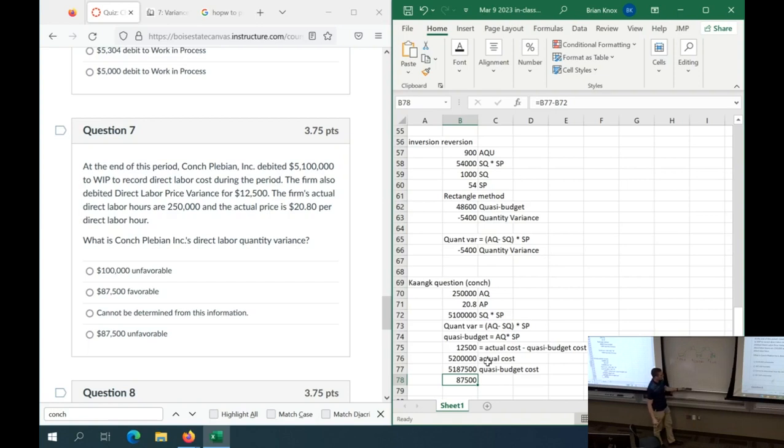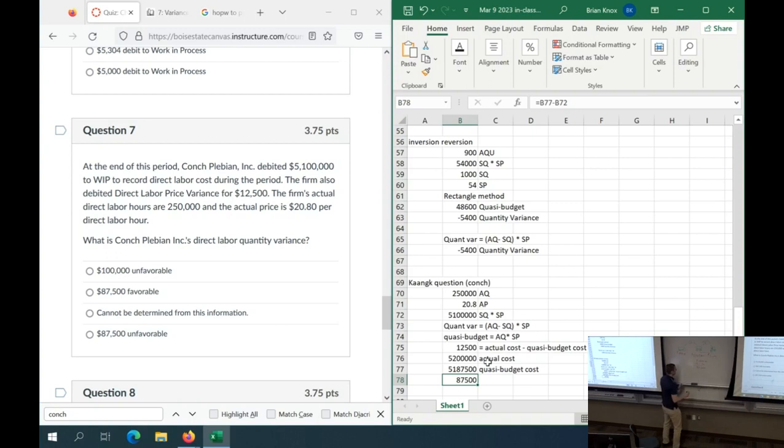There's one more way we can solve this too, which maybe is even faster. But yeah, and then we can take 5.1875 million minus 5.1 million, and we end up with 87,500 left over. Positive, so we went up, favorable or unfavorable? Cost went up, unfavorable. To the more real one, closer to reality, unfavorable here.